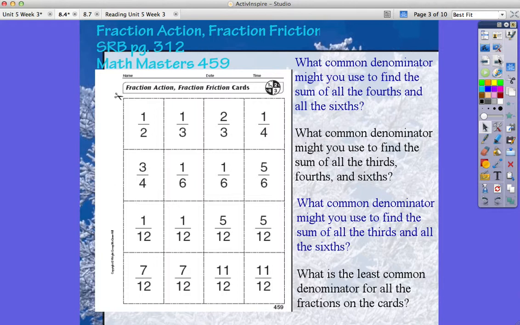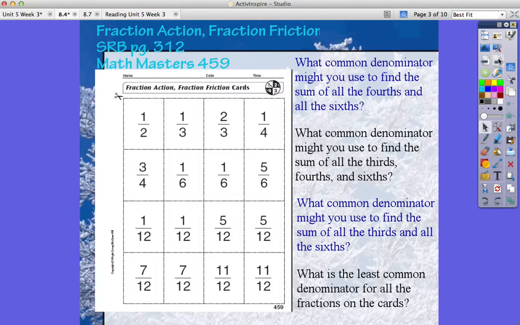Today you're going to be playing fraction action, fraction friction. You will need Math Master page 459 to complete this. Things that you want to think about: what common denominators might you find for the sum, which means adding all the fourths and the sixths? What common denominator might you use to find the sums of all thirds, fourths, and sixths? Thinking about your quick common denominators might be of help.